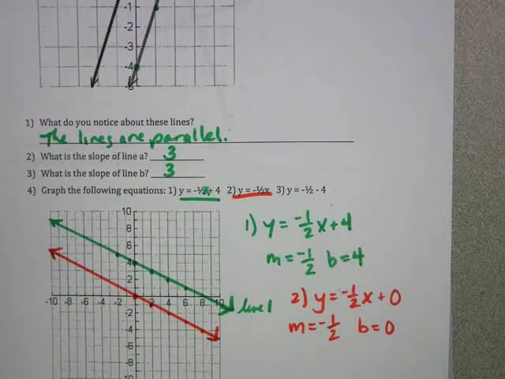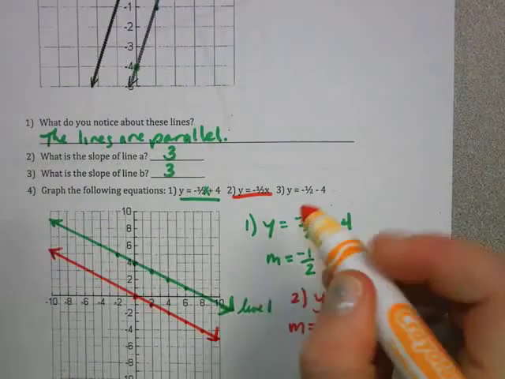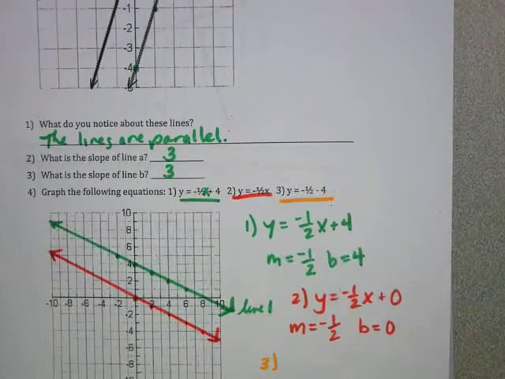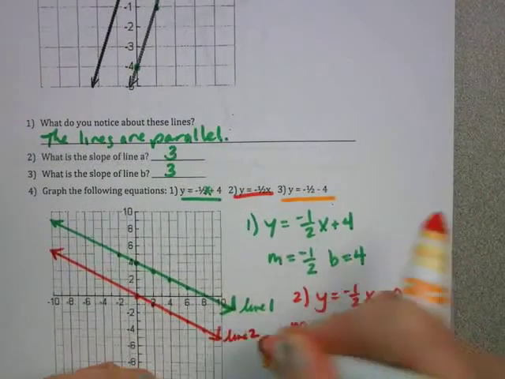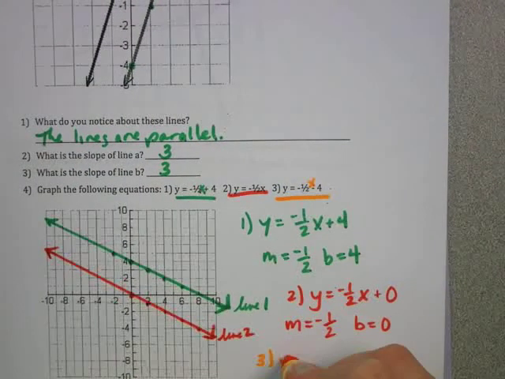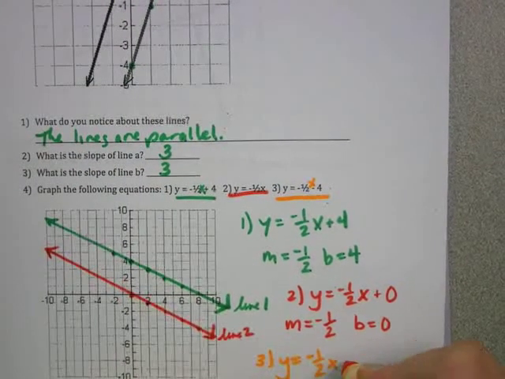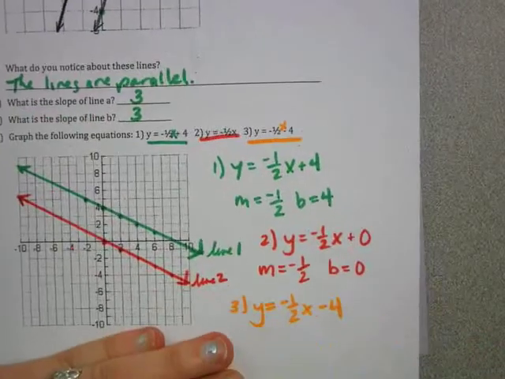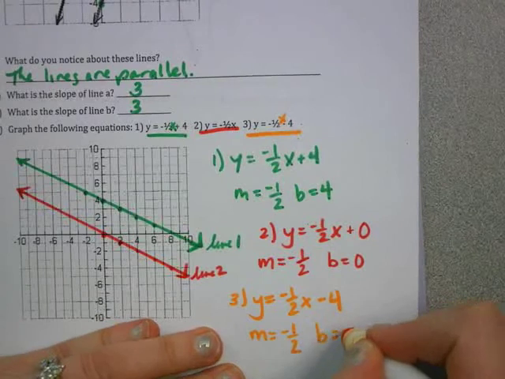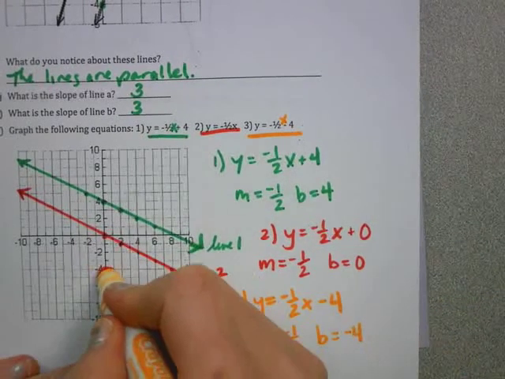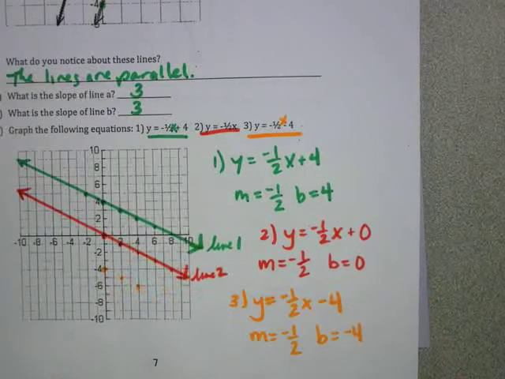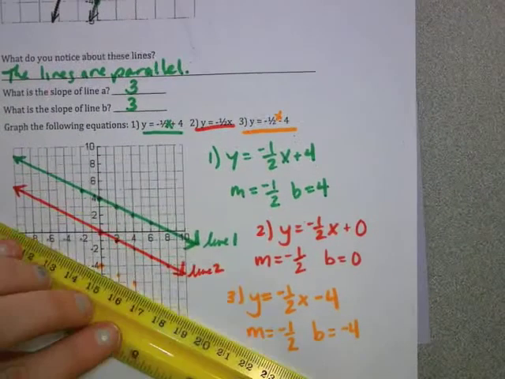Alrighty, number 3, I'm going to do an orange. Let me label this one line 2. And then line 3, there's an x missing again. Goodness. Y equals negative 1/2 x minus 4. Can you predict what's going to happen? M is a negative half. B is at negative 4. So we go down to negative 4, and then we go down 1, right 2. Is it parallel? Yep, sure is.